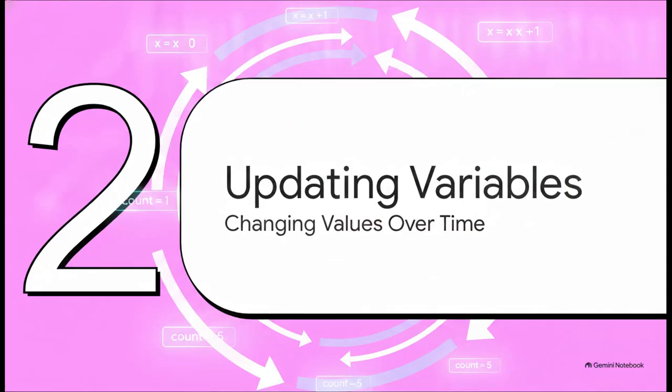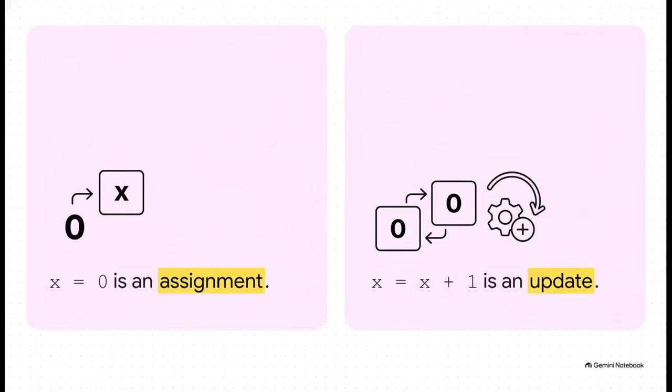Moving on to section 2, updating your variables, changing values over time. So before we can even jump into the loop itself, there is a core prerequisite we absolutely have to understand. We need to know how to update variables so they can actually change from one iteration to the next. Now, assigning a variable, like saying x equals 0, is easy enough. But what about x equals x plus 1? At first glance, looking at that mathematically, it kind of seems impossible, right? How can x equal x plus 1?